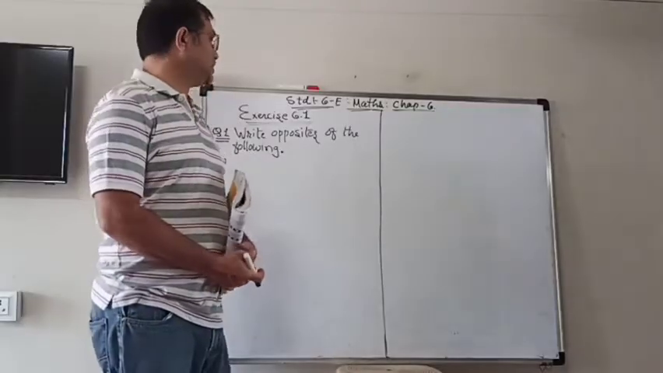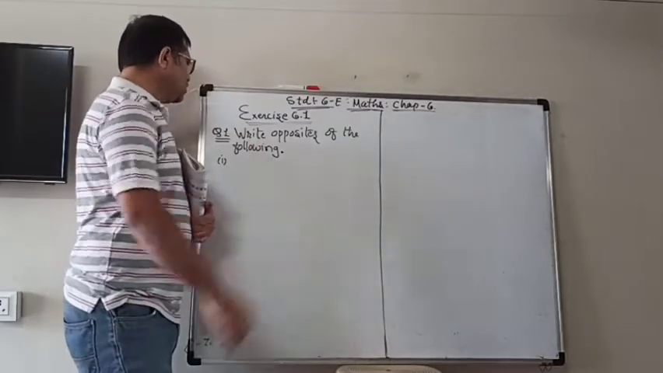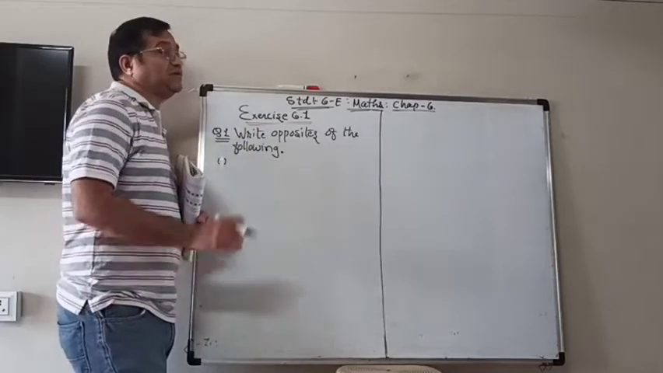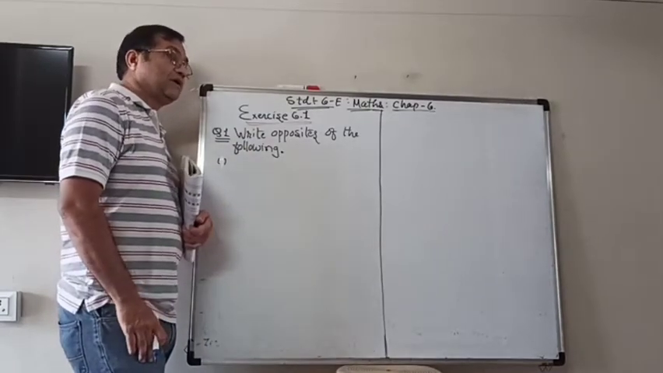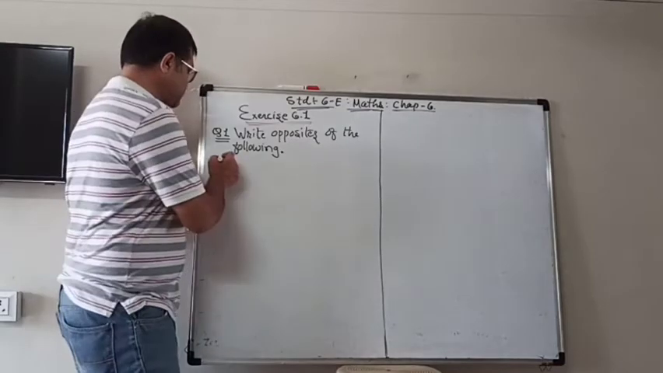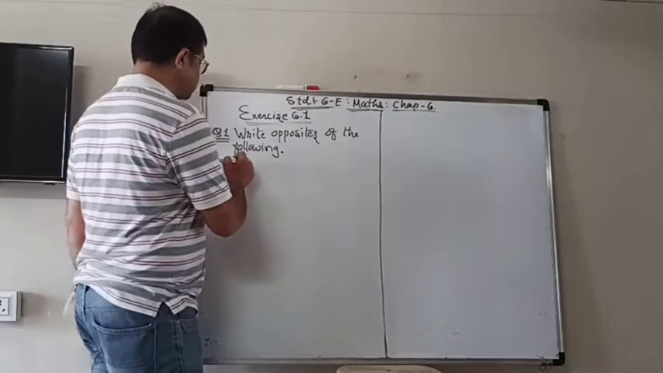We are going to start exercise 6.1. Question 1 is: write opposites of the following. It means whatever sentence is written, we have to write down the opposite of it. First is: increase in weight.